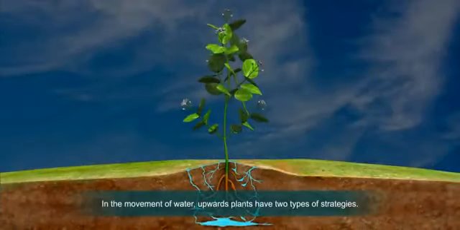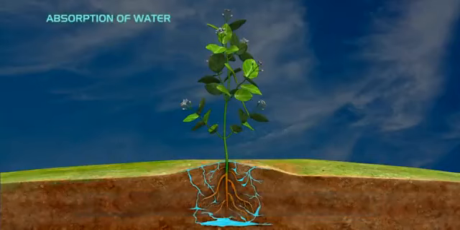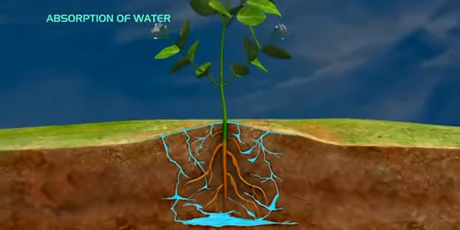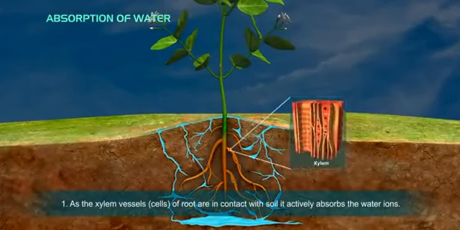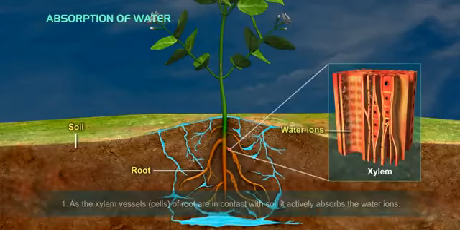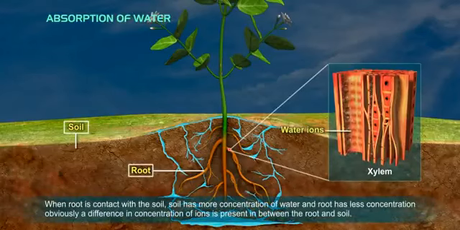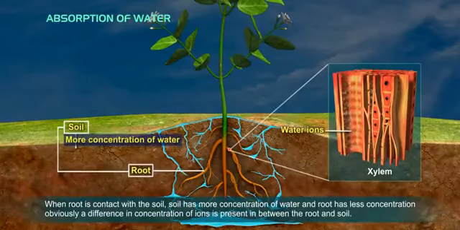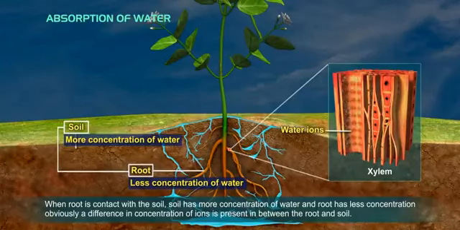In the movement of water upwards, plants have two types of strategies. Absorption of water. As the xylem vessels and cells of root are in contact with soil, they actively absorb the water ions. When root is in contact with the soil, soil has more concentration of water and root has less concentration. Obviously, a difference in concentration of ions is present between the root and soil.